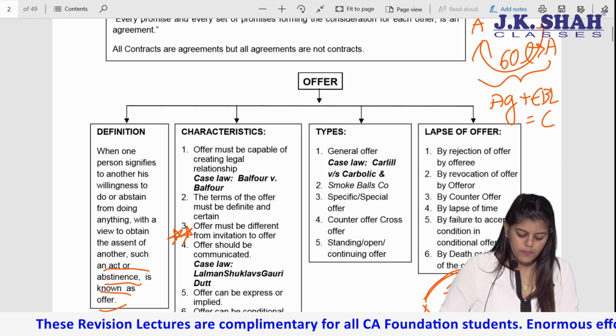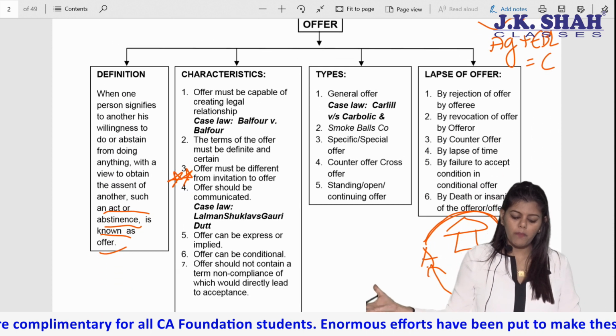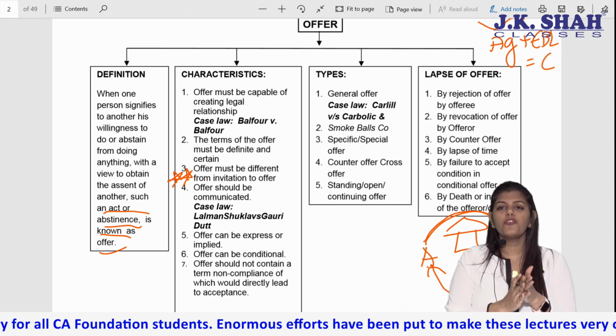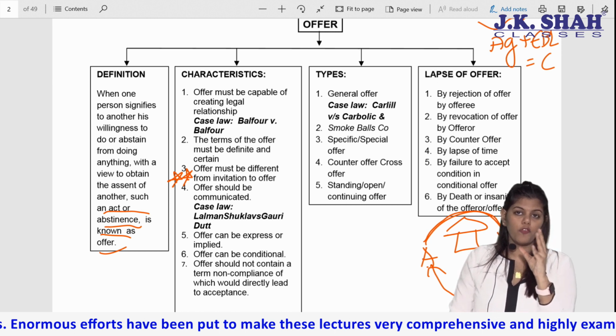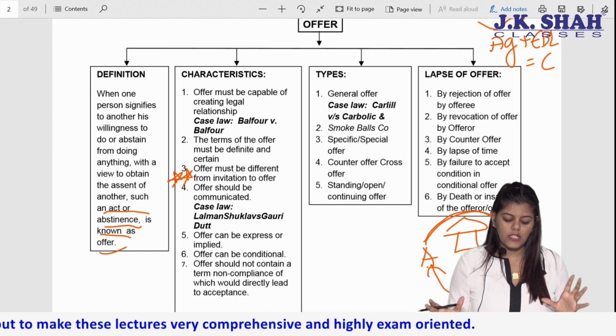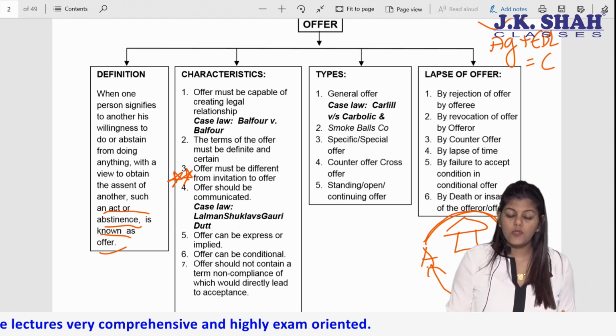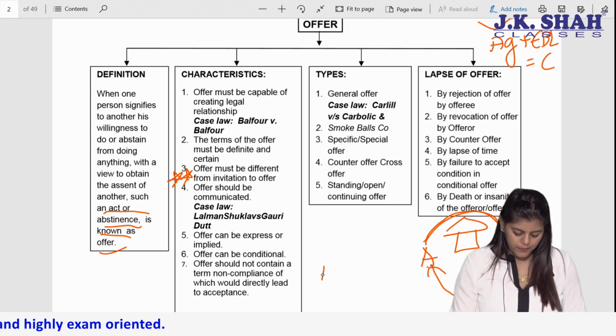Then next part, types of offer, which is very simple. General offer, made to the general public. Specific offer, a special offer, made to a specific person or maybe even a specific group of persons. Counter offer, cross offer, students get confused here. Counter and cross offers. So first of all, let me talk about counter offer.